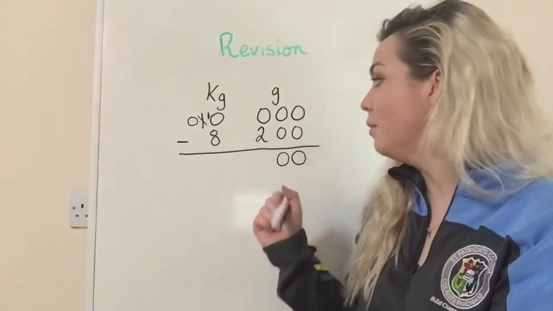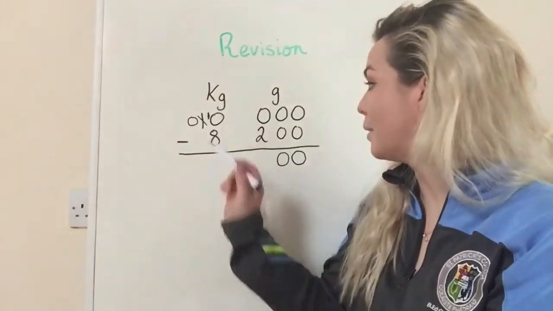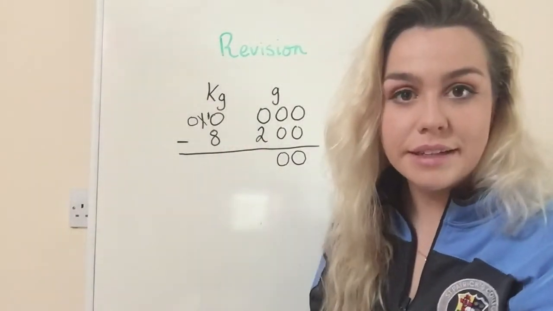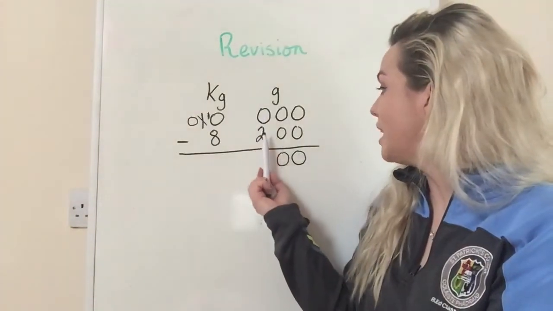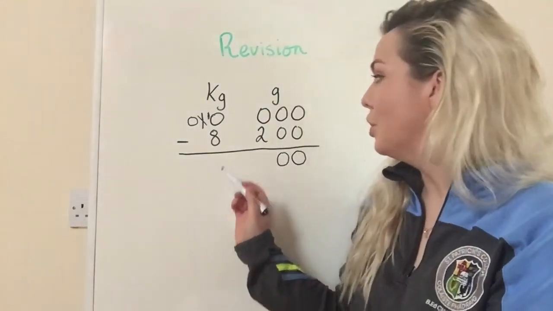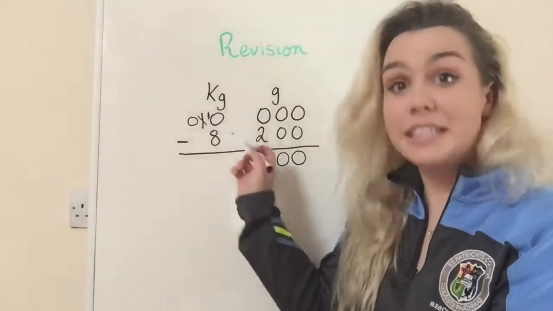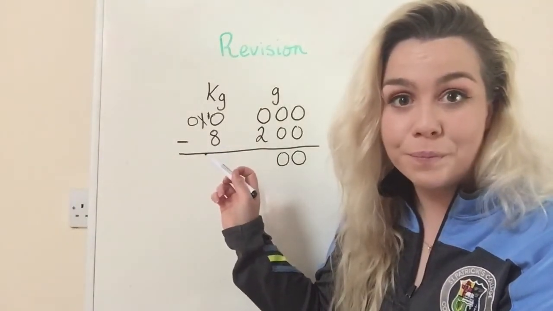Okay, now we have 10. We have 10 take away 8. We're like, okay, all right, let's do it again. 0 take away 2, I cannot do. Go next door. Now there's 10 there. Can I borrow 1 now?